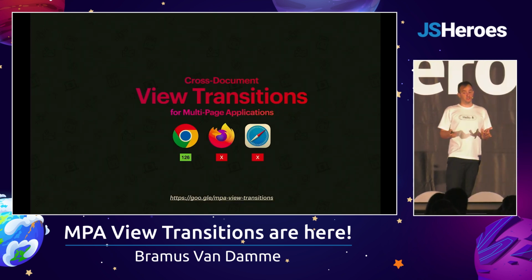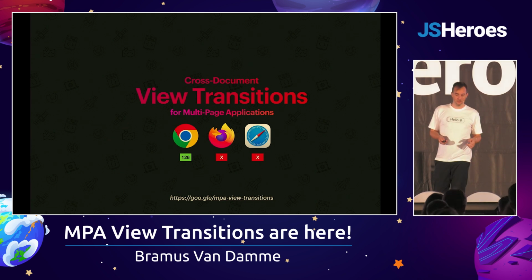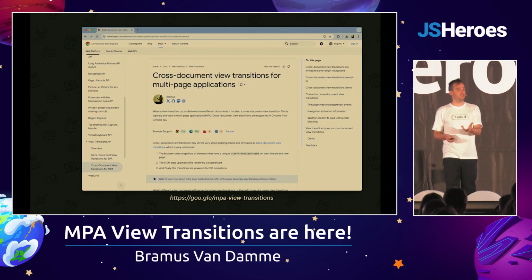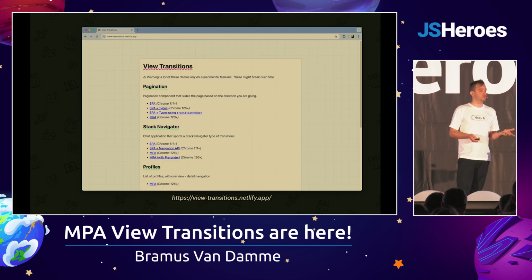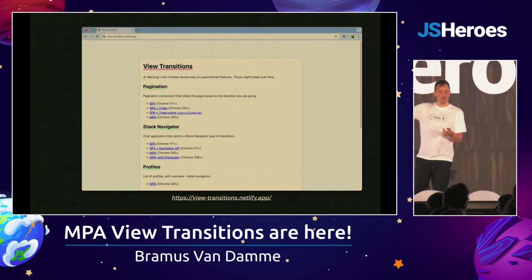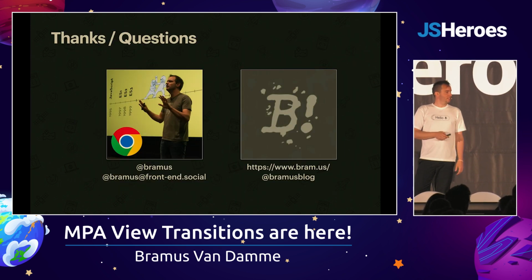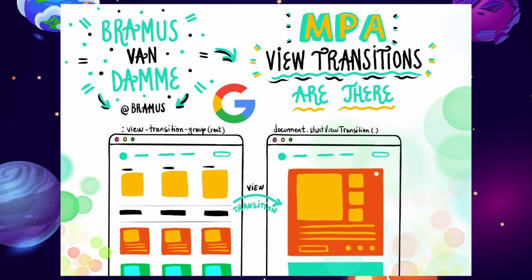To close off, this was cross-document view transitions, shipping in Chrome 126, which is out soon. We have a bunch of documentation of that as well up on developer.chrome.com. All of the demos that I have shown you, all the MPA demos, are available on viewtransitions.netlify.app. And with that, I'm at the end of my talk, and I want to thank you for your attention.